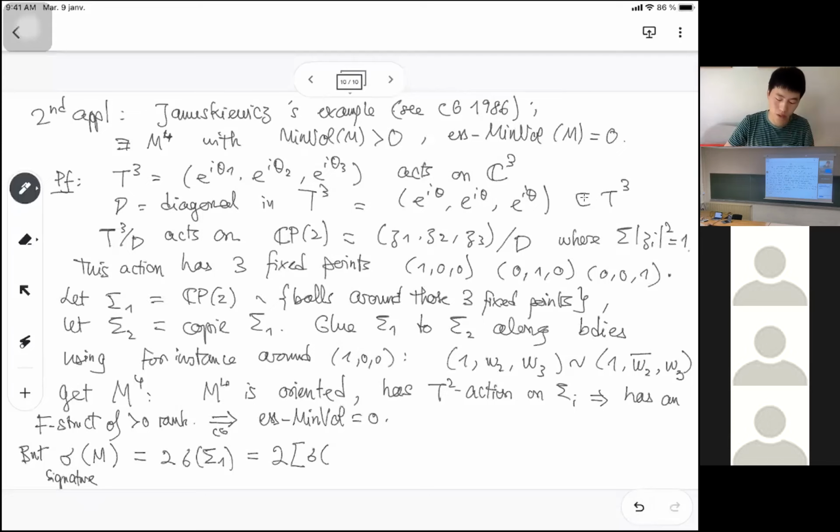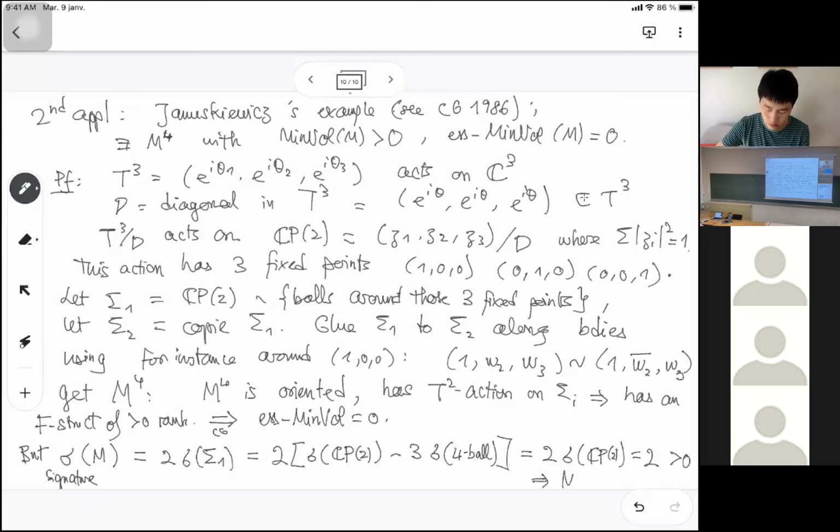So the signature of Σ1 is the signature of CP2 minus 3 times the signature of a 4-ball. But the signature of a 4-ball is 0. And so this is just 2 times the signature of CP2, which is 2. In particular, it's positive. And so in particular, the minimum volume of M is positive. That's really weird.